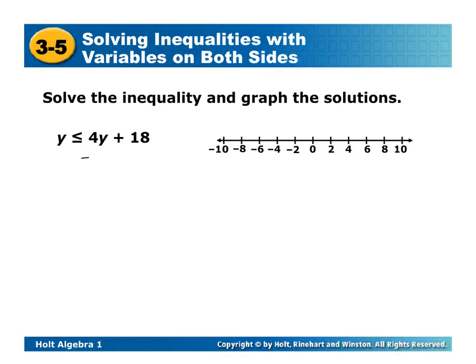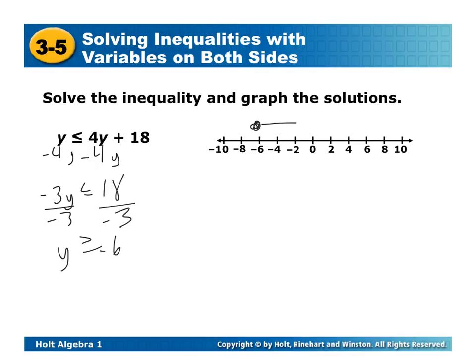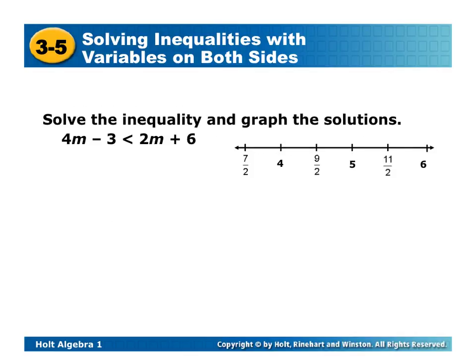So here I'm going to subtract 4y from both sides. So I have negative 3y is less than or equal to 18. I'm going to divide each side by negative 3. Y and negative 6. I'm going to go ahead and flip that sign around so y is greater than or equal to negative 6. Close circle, and the arrow should go to the right. So once again, why don't you try this problem out on your own.